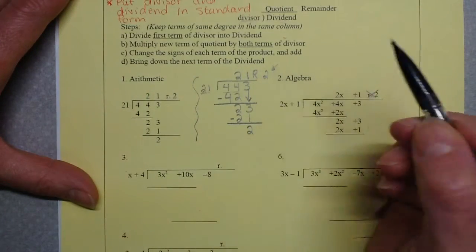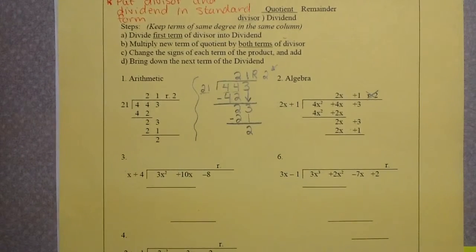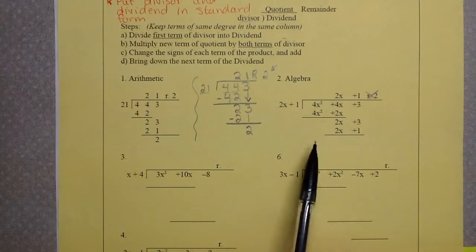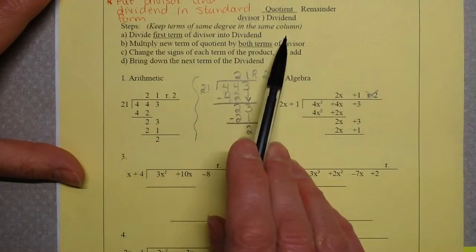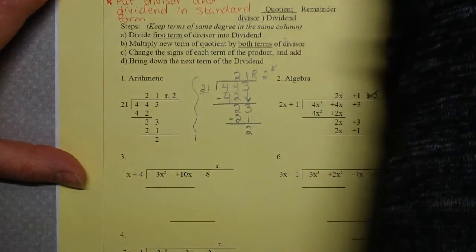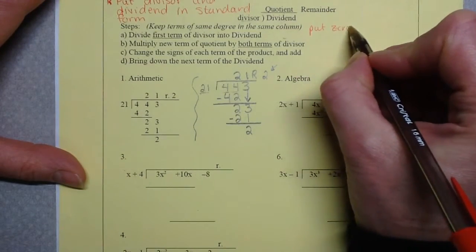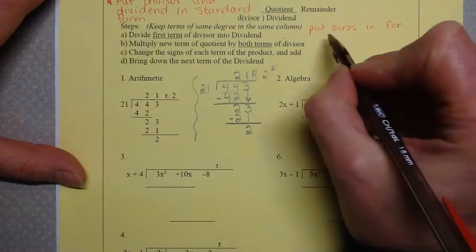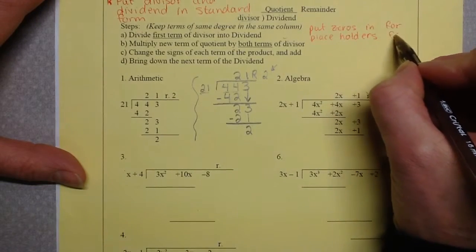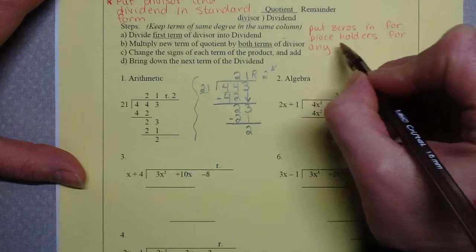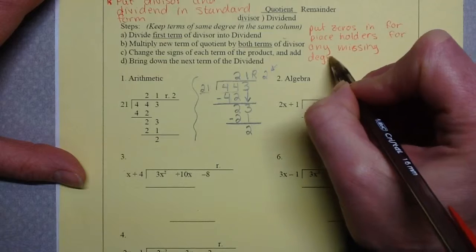This will be a little bit different with polynomial long division. The first one I want to go over is number 3, because this one's already worked out. It might be a little hard for you to follow the steps there, but here are the steps. We want to keep terms of the same degree in the same column. In order to do that, we put zeros in as placeholders for any missing degrees.